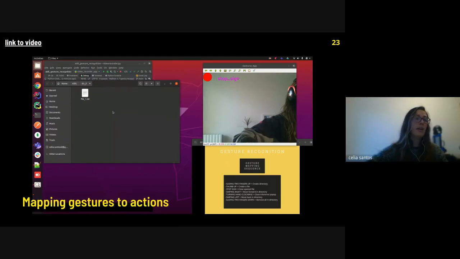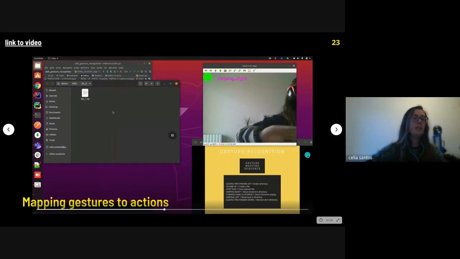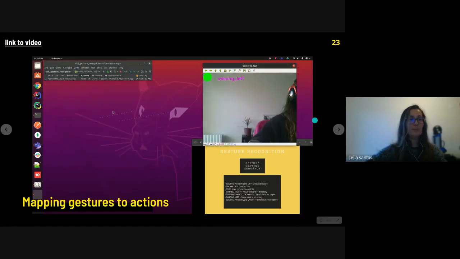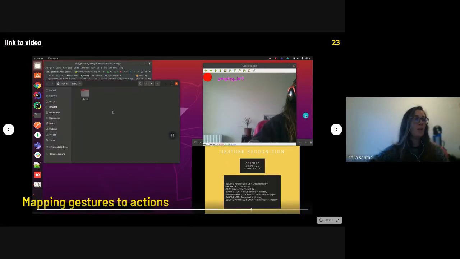Then by sweeping right, we move forward in a directory. As there is no one, it shows a pop-up. And we can close it by turning the hand clockwise. Then we can move back in the directory by sweeping left. And we can remove everything in that directory by sliding 2 fingers down.